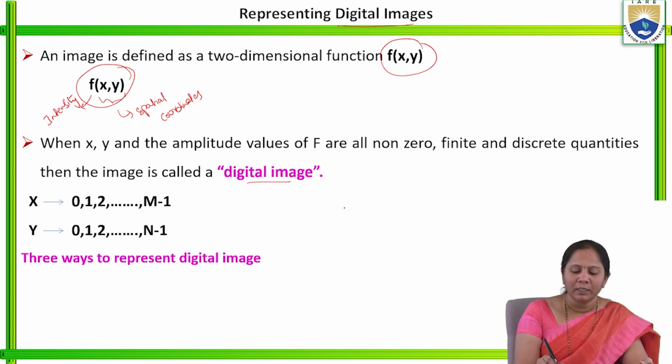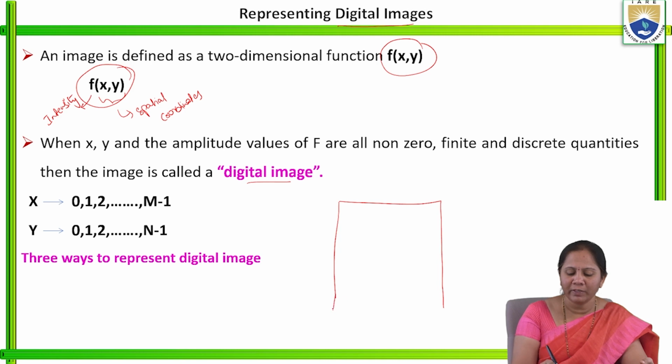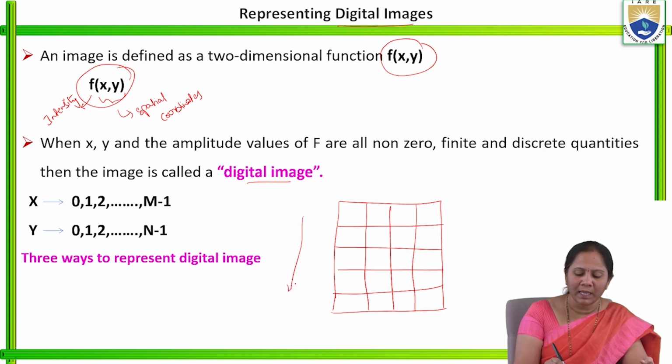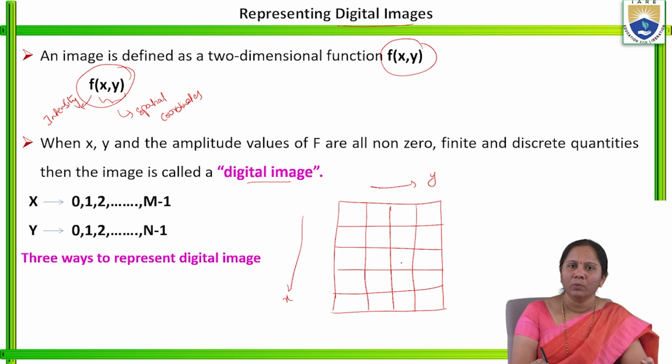Generally, an image can be represented in the form of rows and columns. This axis will indicate x and this axis will indicate y. Okay, so x indicates the number of rows and y indicates the number of columns. Starting from here, you can have all the x coordinates in the rows, x0, x1, x2, x3, x4 and so on, and here y0, y1, y2, y3 and so on.